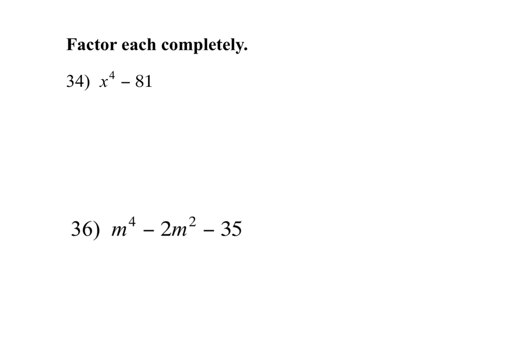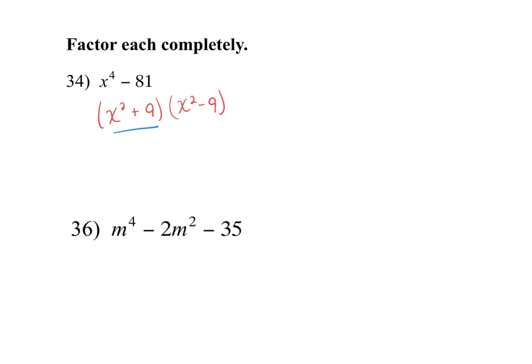X to the fourth minus 81 are both perfect squares. So the square root of x to the fourth is x squared. The square root of 81 is 9. And so I can do this. When I have a larger exponent, I am looking for special cases to continue factoring, which I have one.